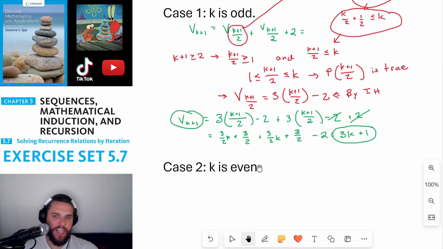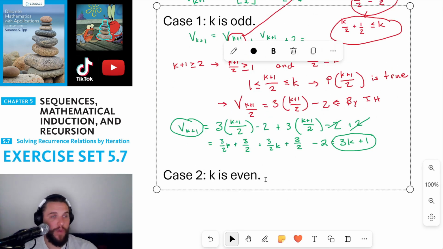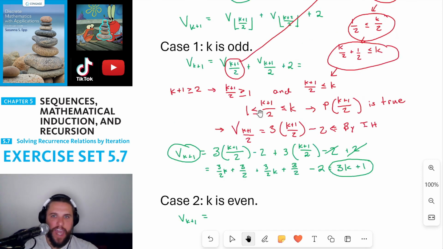Now we need to move on to case 2 when k is even. So far, by the way, we haven't needed an additional base case yet. There's nothing in this inductive step that requires us to prove multiple base cases yet, but we'll see for case 2. Now, since k is even, we can say that (k plus 1) over 2 is going to round down to k over 2.